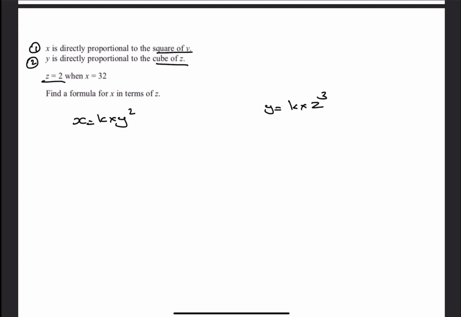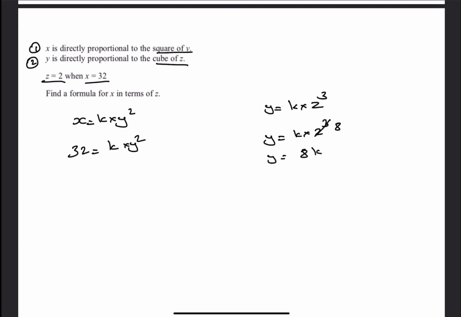Right. We only have 2 things in here, so let's just substitute it. It doesn't matter. X is equal to 32 equals k, k we don't know, times y squared. Okay, y is equal to what? We don't know. Y is equal to k times z cubed. Z is 2 cubed, which is 8. Y is equal to k times 8, that's 8k.